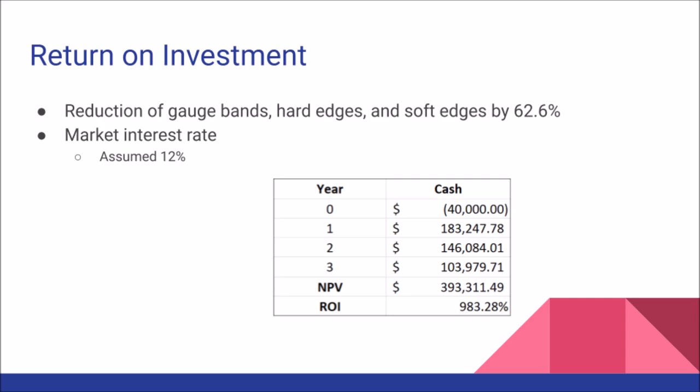Based off the calculations on our results mathematical relation slide, we calculated a reduction of gauge bands, hard edges, and soft edges by 62.6% with the implementation of our project. Assuming a market interest rate of 12%, and an initial investment of $40,000, we have a net present value of over $390,000 with an ROI over 980% over a 3-year payback period.